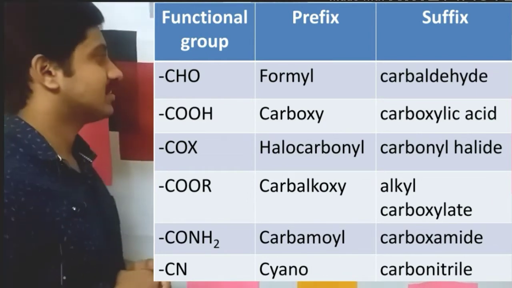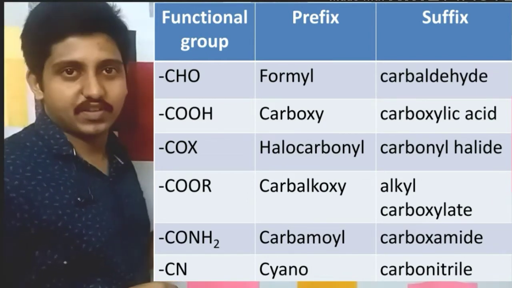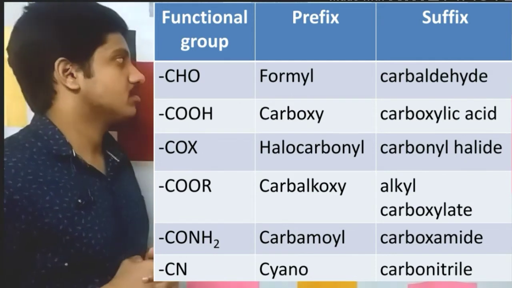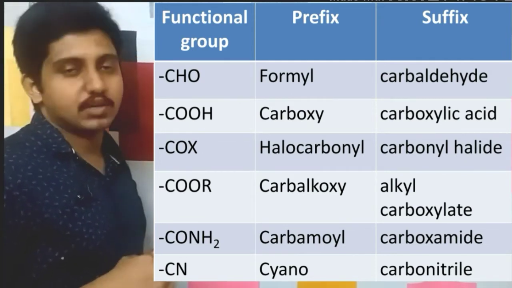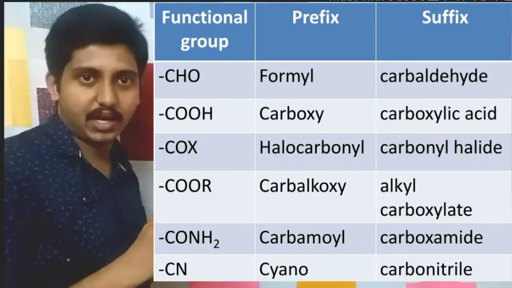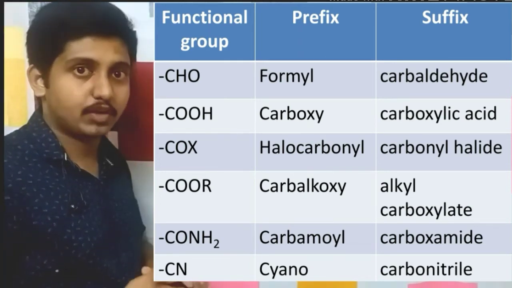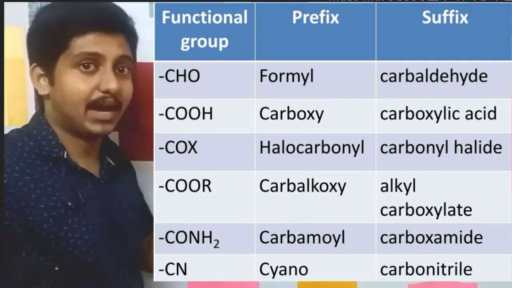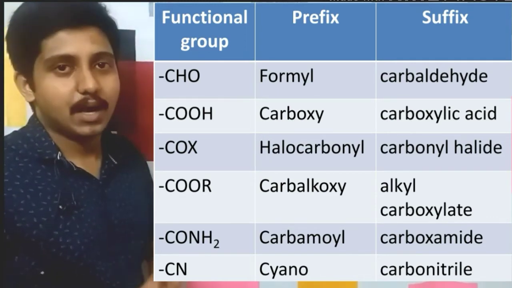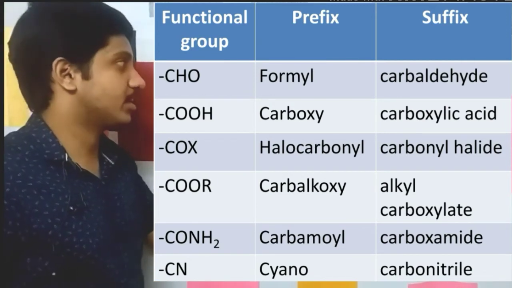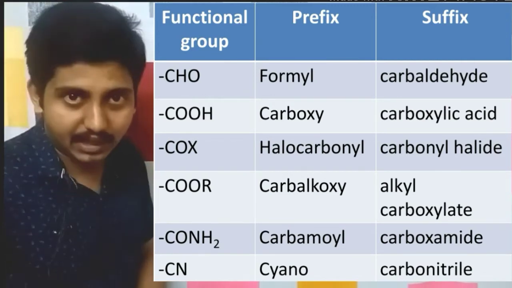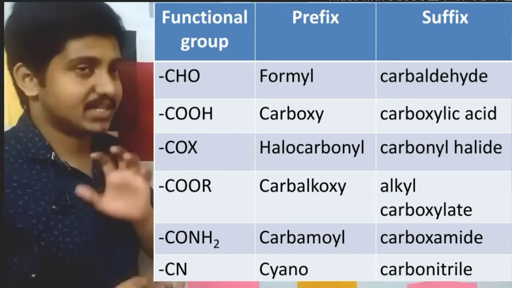Let's see how such prefixes and suffixes come. Okay, let's learn it by looking at this table. Here you can see that there are suffixes and prefixes for many different groups. So for example, for CHO, if CHO is attached to the cyclic ring, and it is a less preferred group, then it will be taken as a prefix, and the prefix for aldehyde is formyl. Similarly, the subsequent suffix is carbaldehyde and not just aldehyde.